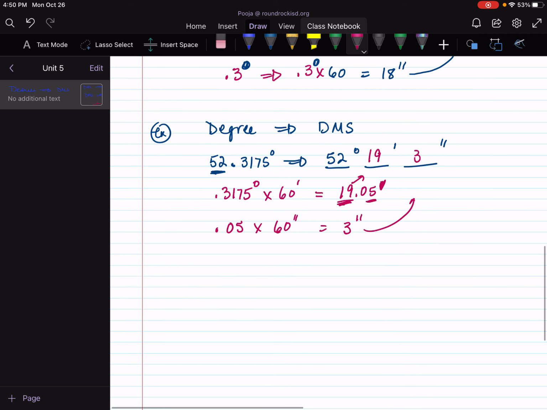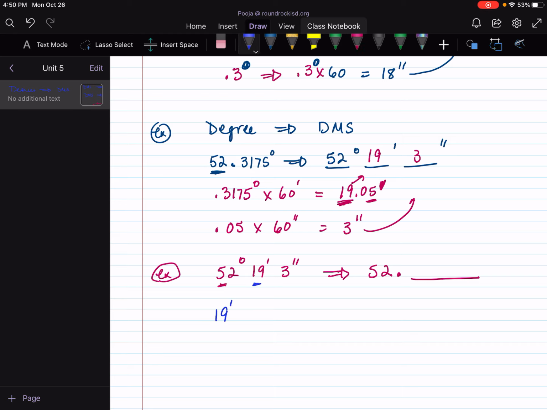Okay, hopefully it has started to make sense now. Let's do the same question backwards. If we were given 52 degrees, 19 minutes, and 3 seconds, would I be able to convert it to degrees? Which means 52 obviously complete degrees, and then what is the decimal equivalent of that? So let me take those 19 minutes and convert that to degrees. But 1 minute is 1/60th of a degree. So 19 minutes will be 19 times 1/60th of a degree.